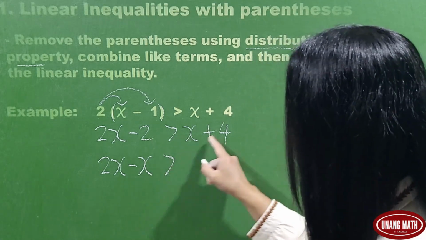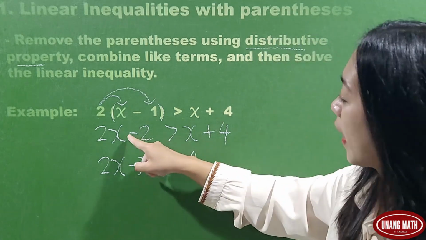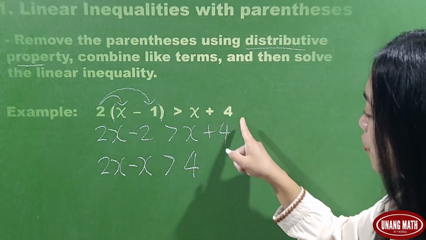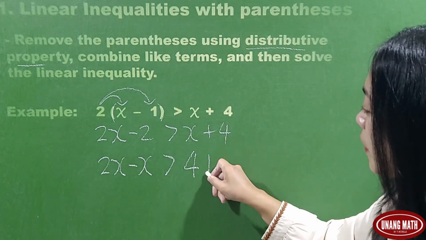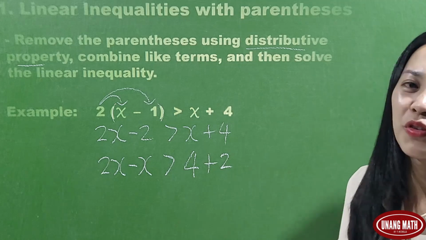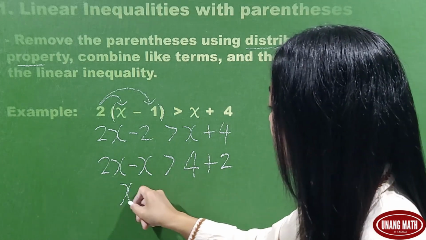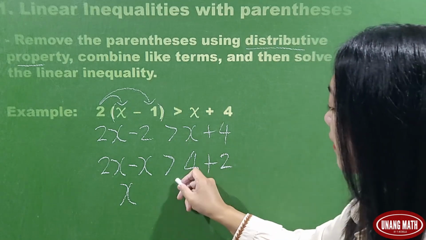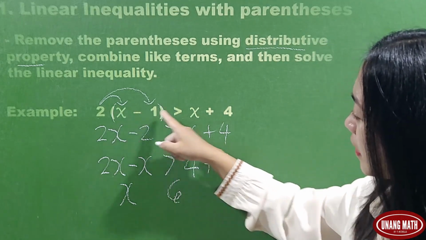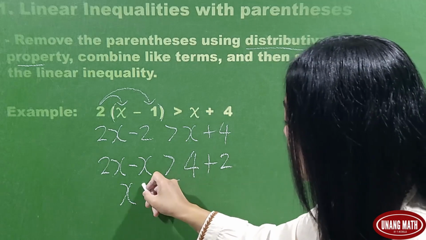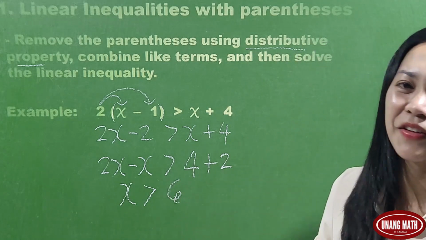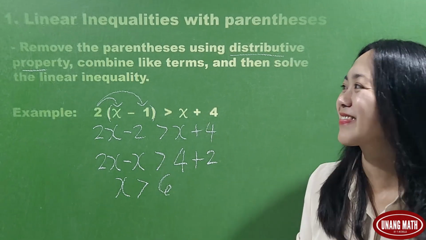This is greater than 4, and we have to move this negative 2 to the right side. This will now become positive 2. Simplify. 2x minus x is x, and 4 plus 2 is 6. So to make this inequality true, x must be greater than 6.